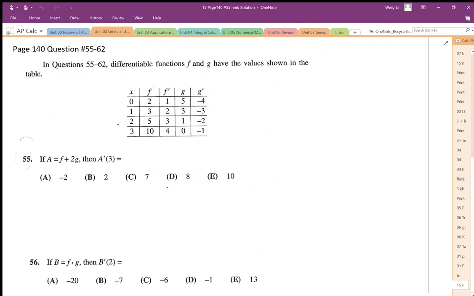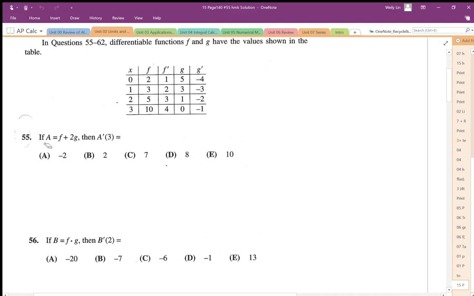In these problems 55 to 62, they are exercising your ability to differentiate using notation and then being able to use that table to evaluate these expressions. So I have a function a, which is a combination of function f plus 2 times function g. We don't really know what f and g are, but we know some of the output values of f, and we know some of the slopes at those output values, and we know some of the output values of g, and we know the slopes at those values.